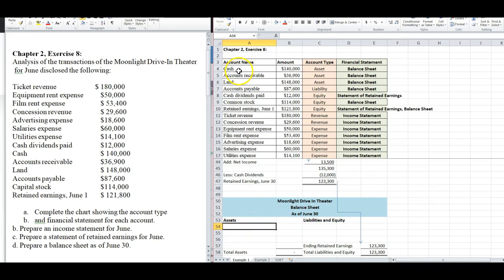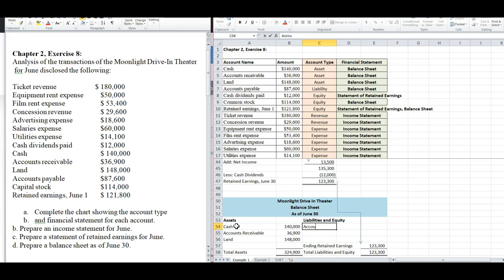So now we need our assets. We know that we have done account types that are going on the balance sheet. We have cash, accounts receivable, and land. We have cash at $140,000. We have accounts receivable at $36,900. And we have land at $148,000. Again, I've added a formula in here to automatically calculate total assets for me.